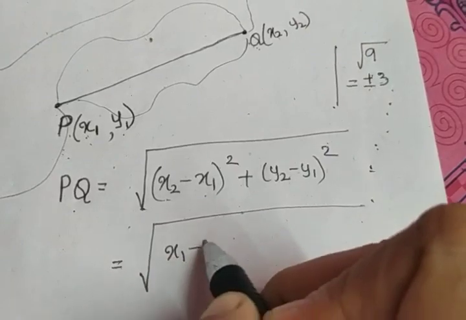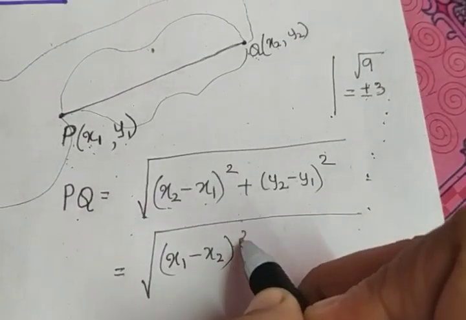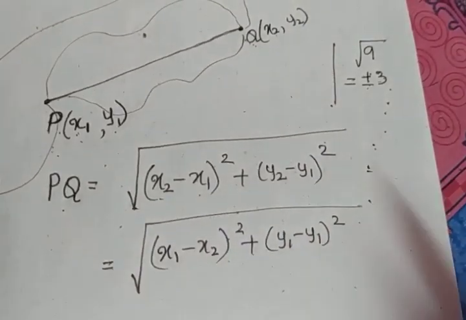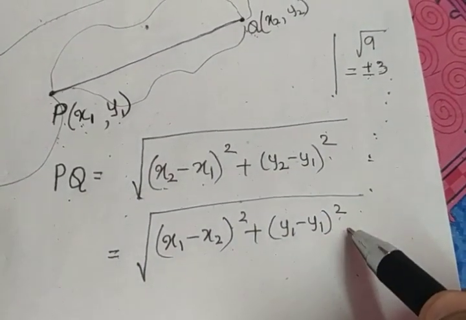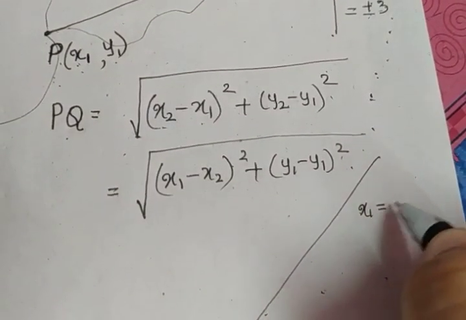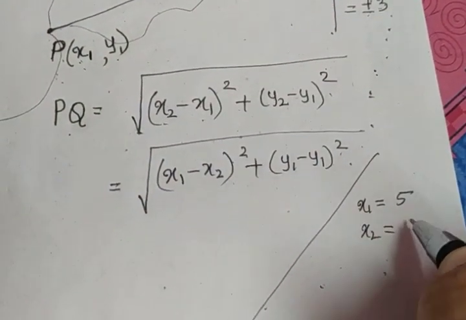You took the difference as x1 minus x2 the whole square plus, and for the y coordinate also you did the same, y1 minus y2 the whole square. Are these formulas the same? Yes. Why? I will show an example. For x1 I am taking the value as 5 and x2 I am taking the value as 7.